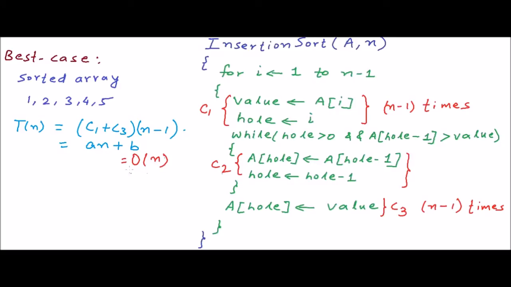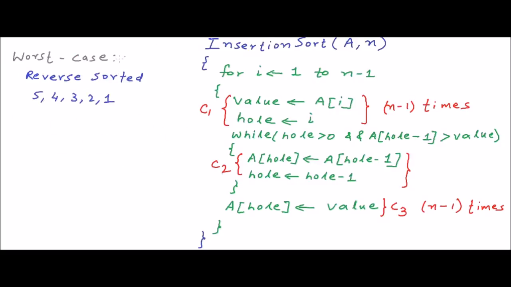We will have a worst case when we'll have a reverse sorted array, something like 5, 4, 3, 2, 1. In that case, for i equal 1, the statements inside the while loop will be executed once. We will have one shift. For i equal 2, we will have two shifts. And we will go on like this. For i equal 3, we will have 3 shifts. And for i equal n-1, we will have n-1 shifts.